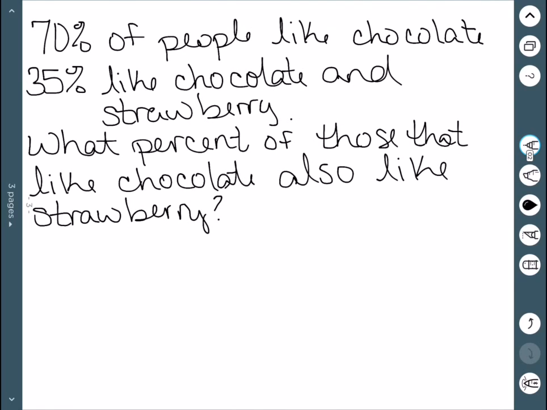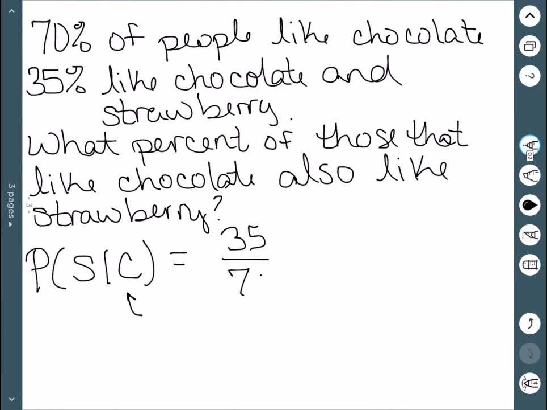Let's look at another example. Let's assume that 70% of people like chocolate ice cream and 35% say they like both chocolate and strawberry. We want to know what percent of those that like chocolate also like strawberry. So we know that they like chocolate, so that's the given part. And we want to know what's the chance they also like strawberry. The top of the fraction is the percent of people who like both, which is 35%. The bottom, the percent of people who like just chocolate, which is 70. This gives us 50% of people who like chocolate also like strawberry.